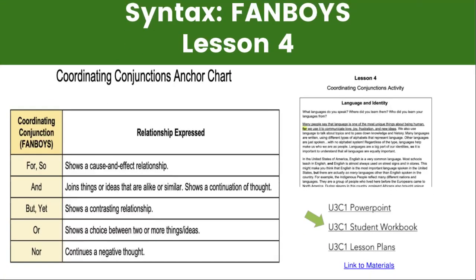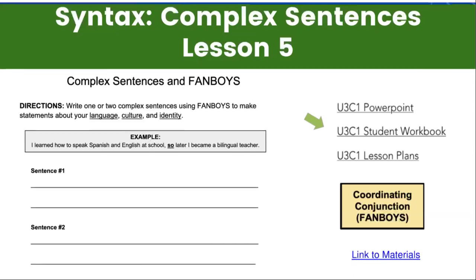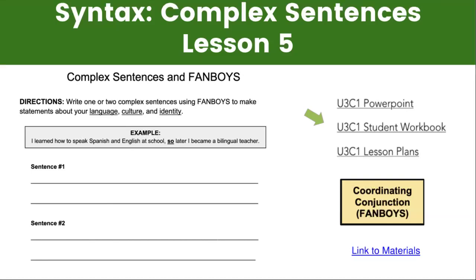Lesson 4 focuses on FANBOYS, coordinating conjunctions, where students get to revisit the language and identity article and identify those coordinating conjunctions of for, and, nor, but, or, yet, so. And the beauty about this lesson is that it really is scaffolded so that it supports lesson 5, where students are using that understanding of FANBOYS, or coordinating conjunctions, and they are creating complex sentences to inform and communicate to the reader of their sentences more clearly.